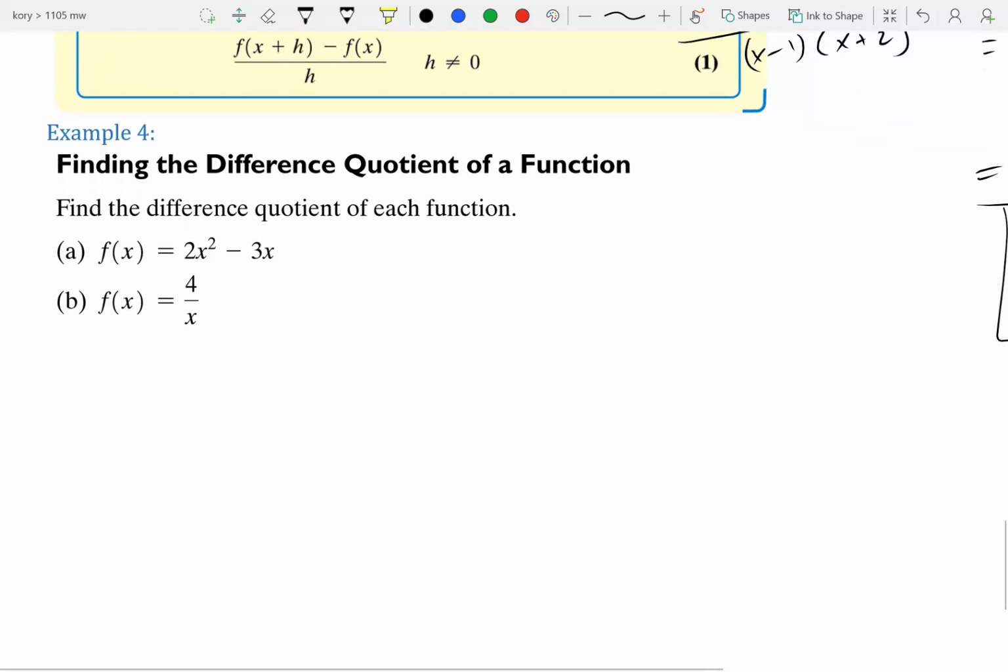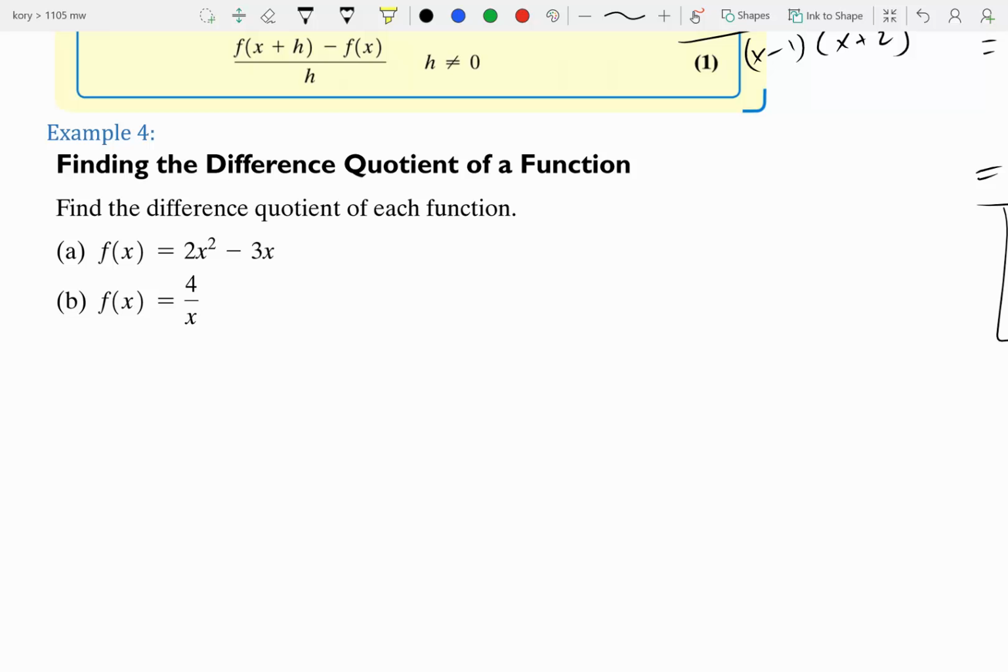Alright, example 4, difference quotient. Alright, so your first day of pre-cal, you are going to talk about the difference quotient again. It is very, very important, because the difference quotient, I don't want to get there yet. We'll just wait. You'll learn more about it when you get to pre-cal and trig. But for now, we're just going to practice with it.